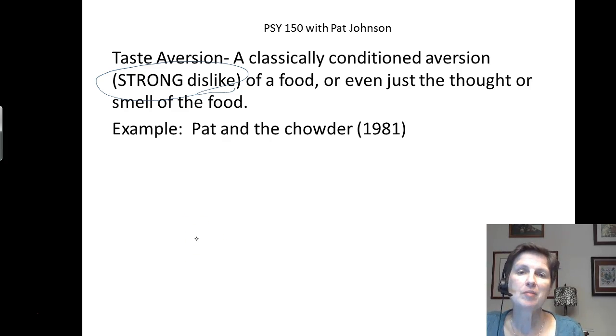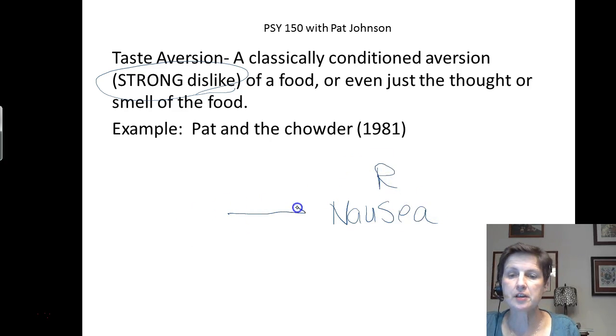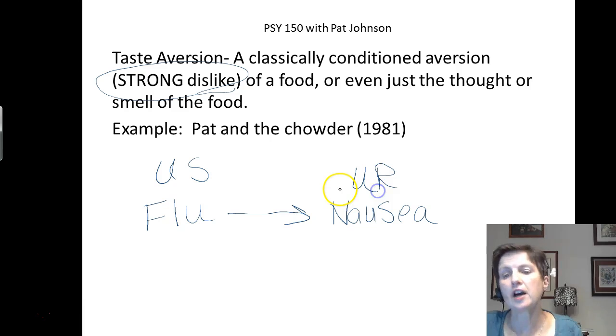So let's diagram this using the technique we've used all along and see what my taste aversion looks like. So let's start out with the response. The response would be nausea. And what originally caused the nausea? The flu did, and we don't have to learn that the flu causes nausea, so the flu would be an unconditioned stimulus causing an unconditioned response of nausea.